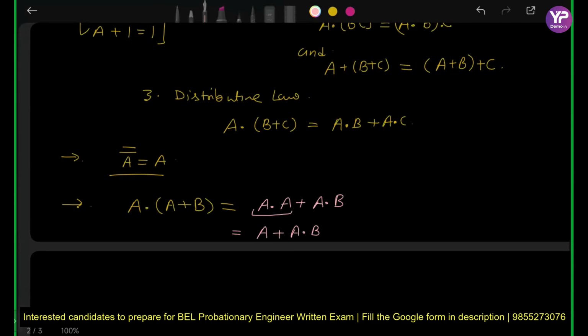Now I can take the common A from these two terms. So it becomes A and 1 plus B, 1 or B. Check and let me know, is it correct or not? So now tell me, 1 plus B is how much? 1. So it's going to be A and 1, and A and 1 is A. So this is called absorption law.